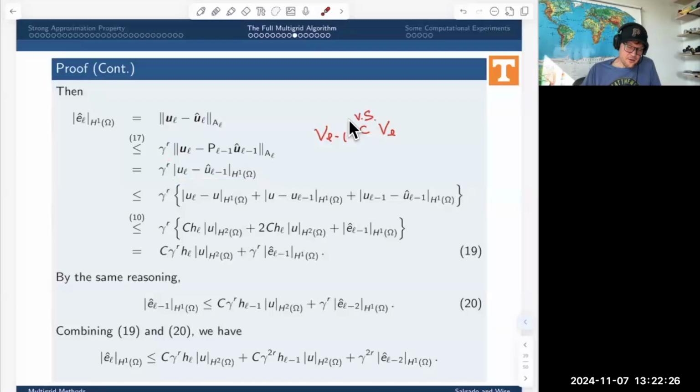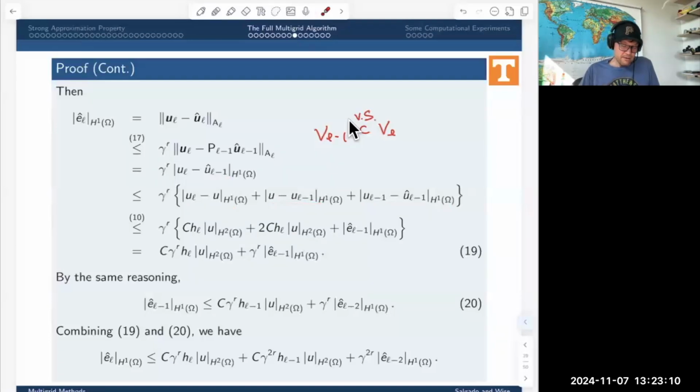Now, let's look at this error here. This is the algebraic error between the finite element solution on level L and the thing that we generated via the full multigrid algorithm at level L minus 1. And let's use the triangle inequality. What we're going to do is add and subtract a couple of functions. The first thing we're going to add is the true solution to the PDE problem, u, and then we subtract that guy. Then we add the finite element solution at level L minus 1, and then we subtract that guy. And that gives us, if you do the triangle inequality, 3 things that we have to estimate.